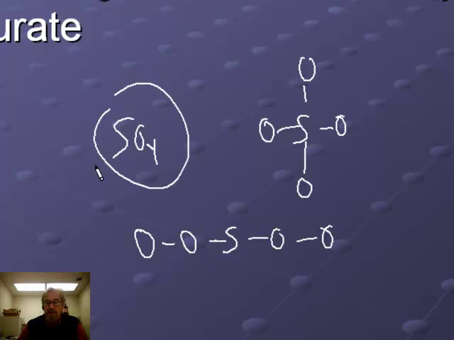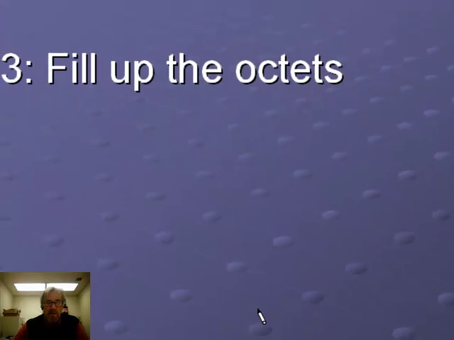If you have a binary compound, something that's made of only 2 elements, typically in the skeleton, you want to put the first thing listed in the middle and then the second thing listed around the outside. It doesn't always work that way, but very commonly it does. Then once you have a skeleton structure made, you want to fill up the octets. You want to make sure that everything has a full octet so that it's stable.